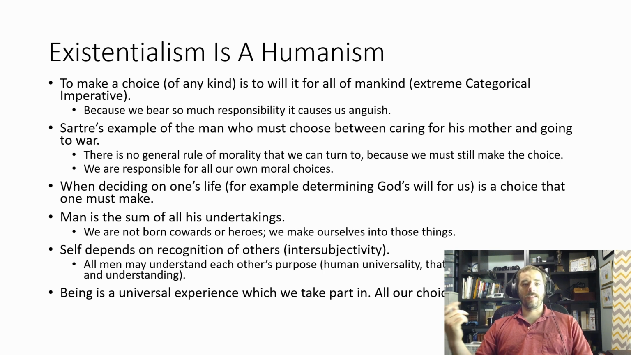Another example of that, when it comes to moral decision making, is Sartre gives an example of a young man who has to choose between staying home and caring for his mother, whose whole life revolves around him, or joining the resistance to fight the Nazis. He says there's no general rule we can turn to. We can't divine from the categorical imperative what we ought to do, and we can't divine from utilitarianism what we ought to do. He says that we're responsible for our choices. We're the sum of all of our undertakings. And what does that mean?